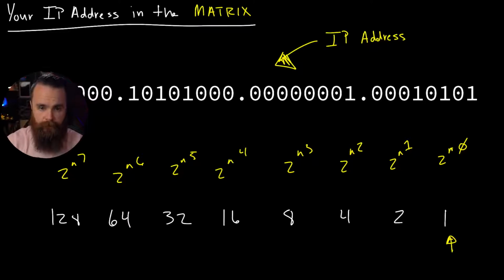So 1 times 2 is 2. 2 times 2 is 4. 4 times 2 is 8. 8 times 2 is 16. 16 times, you got it, right? Either way, you want to build this amazing chart right here. Why? Because watch this, the magic is about to happen.